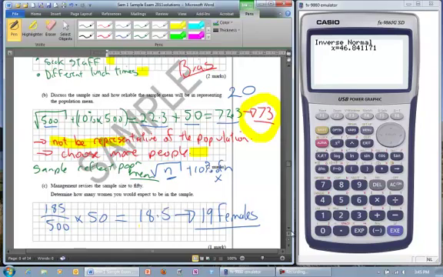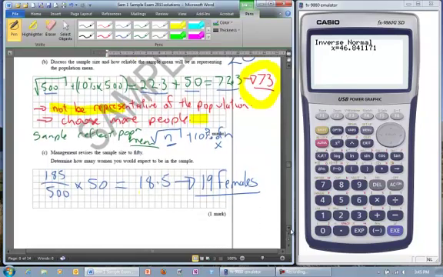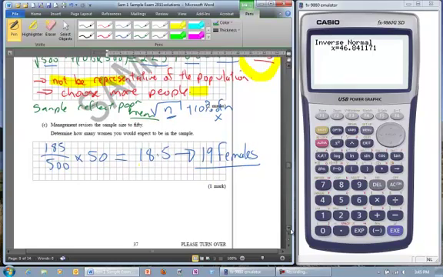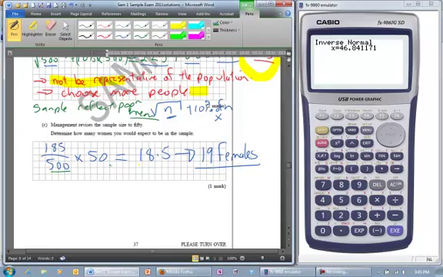The management then decides, okay, we're going to go for 50 people. How many women would you need to be in the sample? So we have 185 women, and there's 500 people overall in the staff. The sample is going to be a size of 50, and that will give us a number of 18.5 females, which then you have to round up to 19 females. Okay, and this is called a stratified sample.